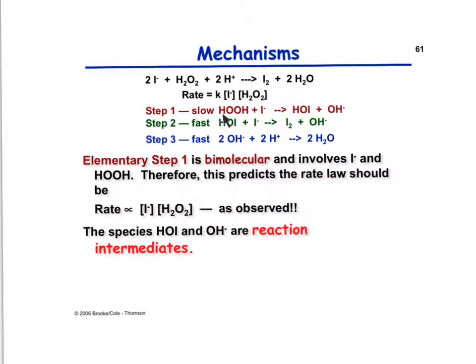So if you take a look only at the slow step, see how you've got the H2O2? It's just written in organic chemistry-ish. And then you've also got the I-. These are both to the first order. And so because everything here is going to be proportional, this is kind of a legit mechanism. It's a mechanism that fits the rate law, which is a good thing.